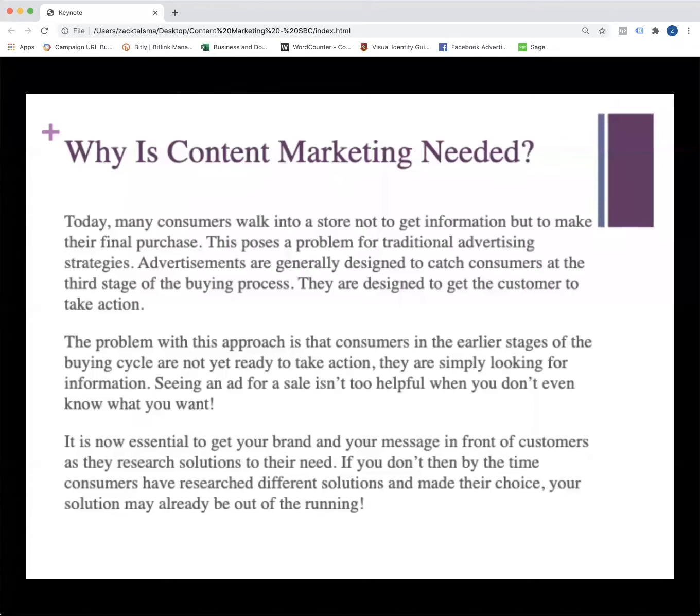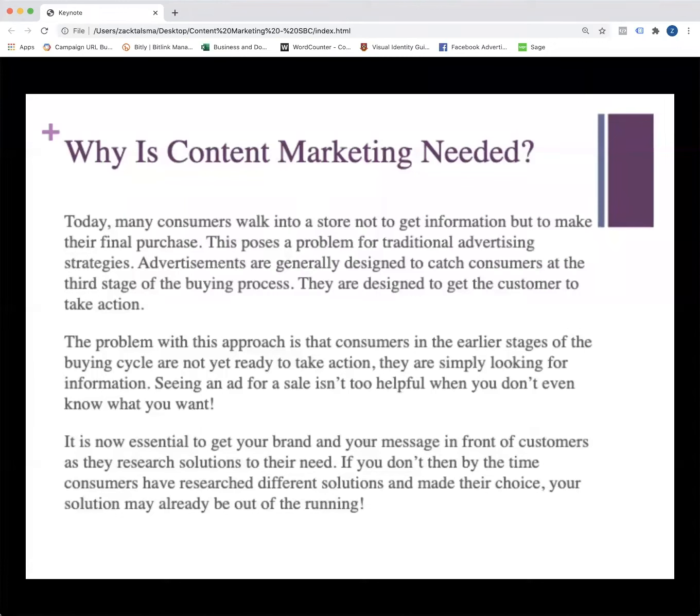The problem with this approach is that people in the early stages of the buying cycle aren't yet ready to take action. They're simply looking for information. They have no idea what they want. So seeing an ad for a sale for something that they don't really know anything about is not as helpful as some information explaining how they can solve this need that they have.